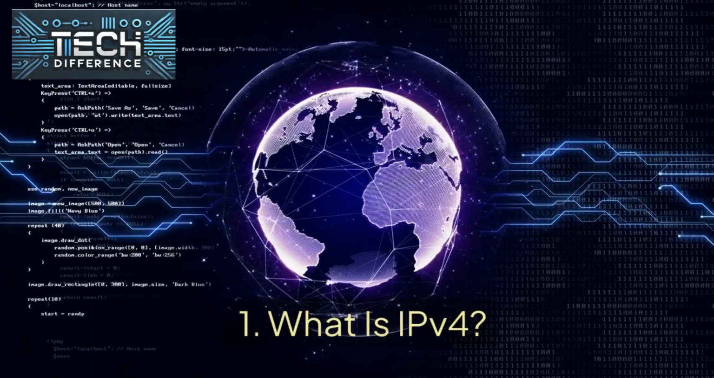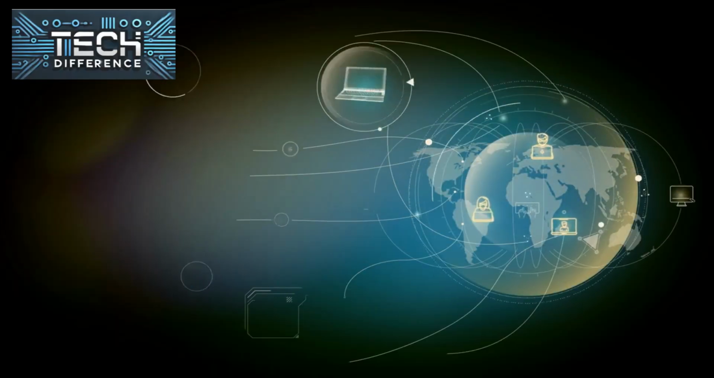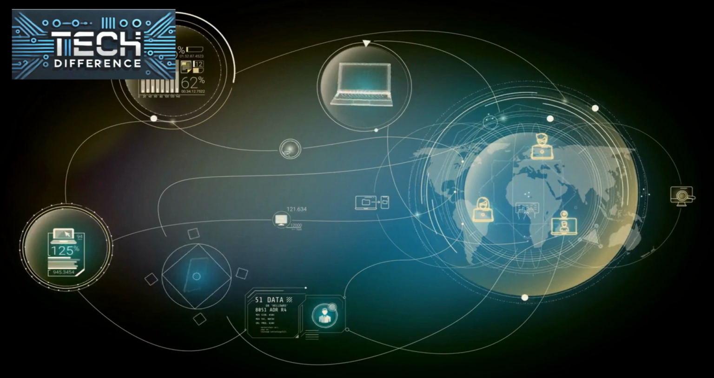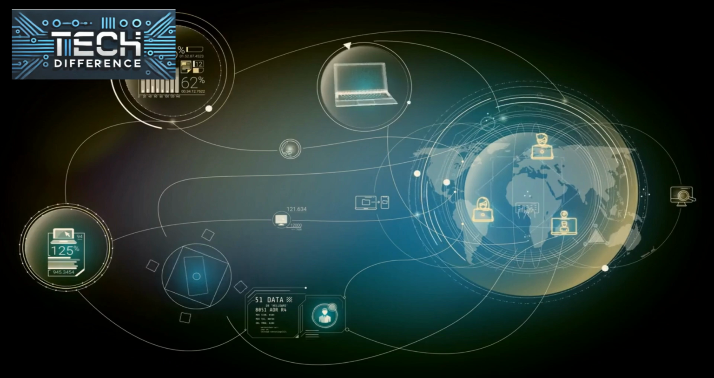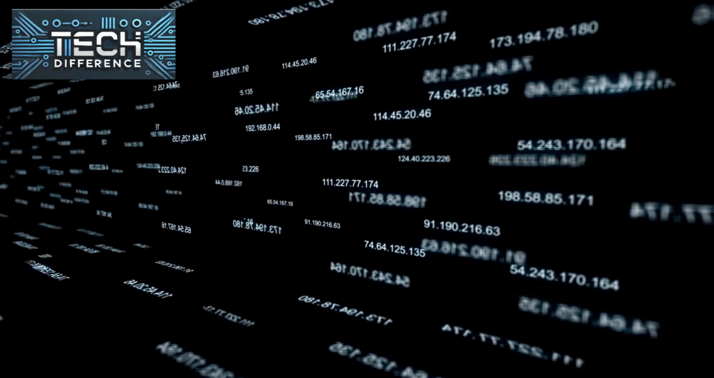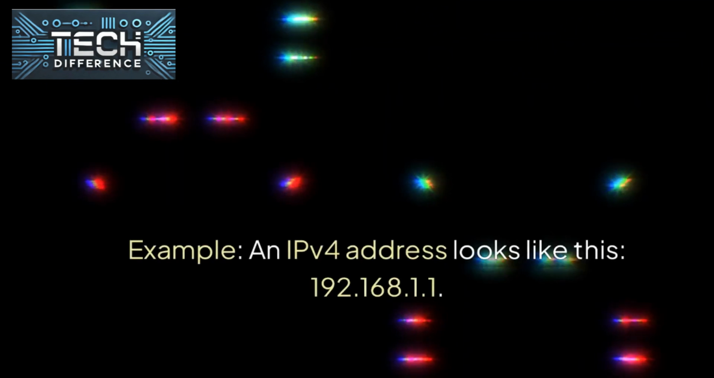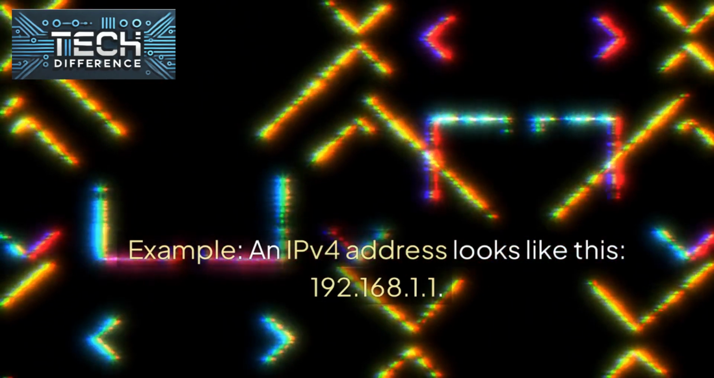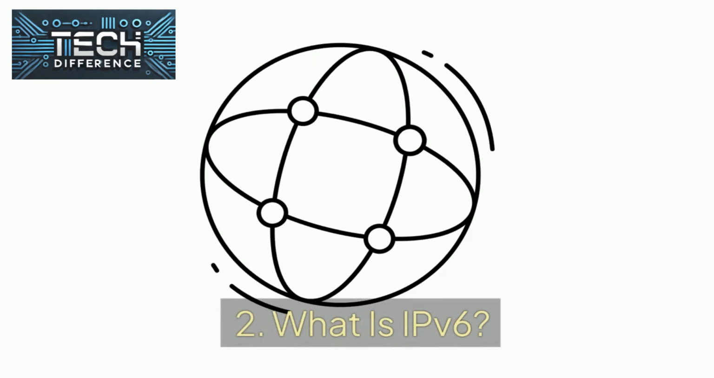1. What is IPv4? IPv4, that is, Internet Protocol version 4, is the fourth iteration of the Internet Protocol and has been the backbone of Internet communication since its inception. It uses a 32-bit address scheme, allowing for approximately 4.3 billion unique addresses. Example: an IPv4 address looks like this: 192.168.1.1.